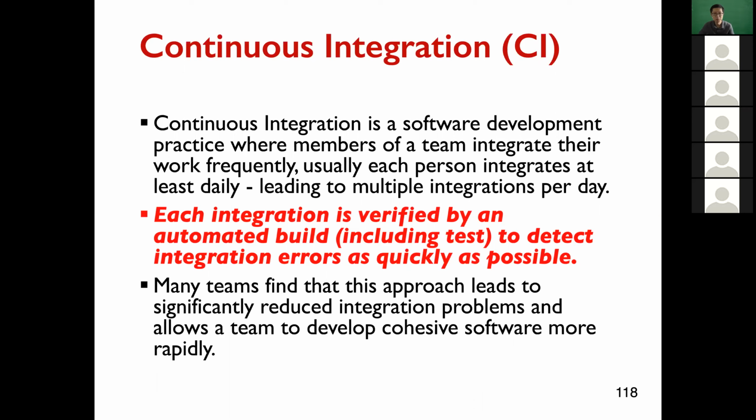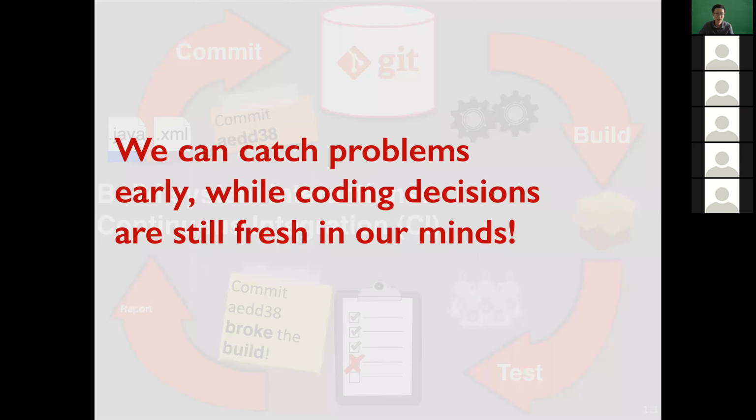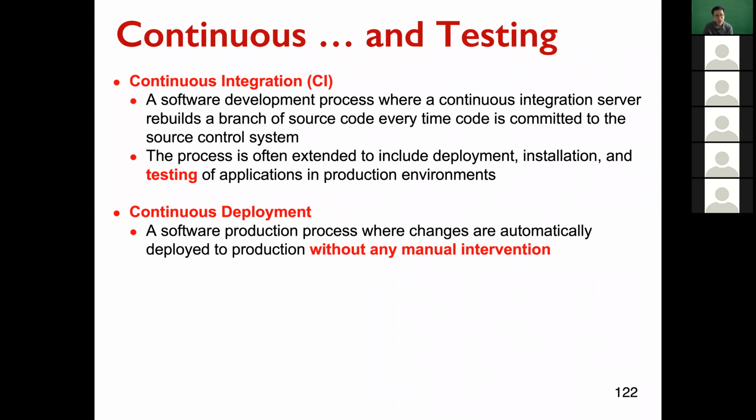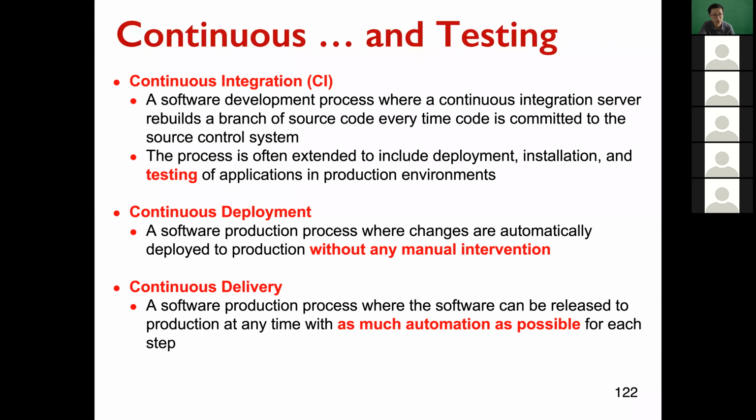The benefit of continuous integration is that we can catch problems early, as early as the coding decisions are still fresh in our minds. So this is continuous integration. In addition to continuous integration, we have other things like continuous deployment and continuous delivery.